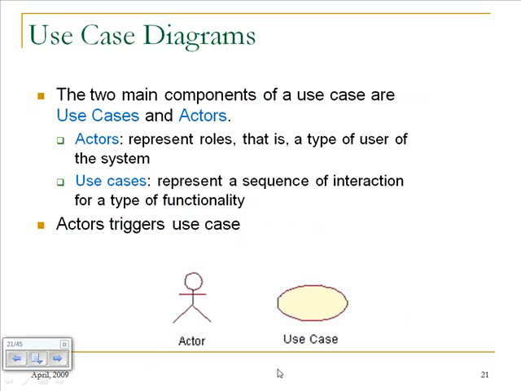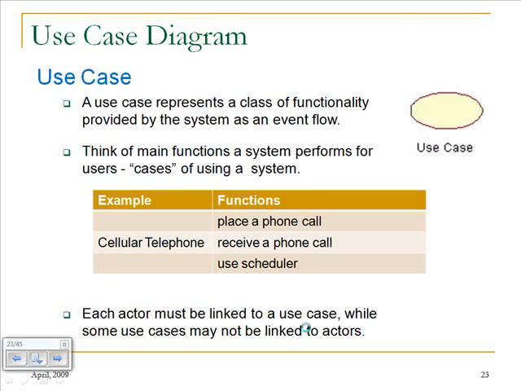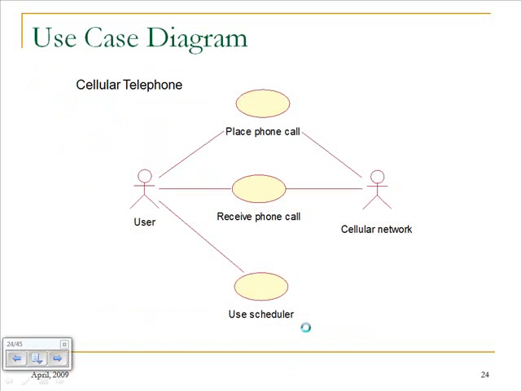So we're going to have an actor. We're going to have a use case. And then the actors are going to represent the object, which can be the user, or it can be an external system or physical environment. Let me go to an example of a use case diagram.